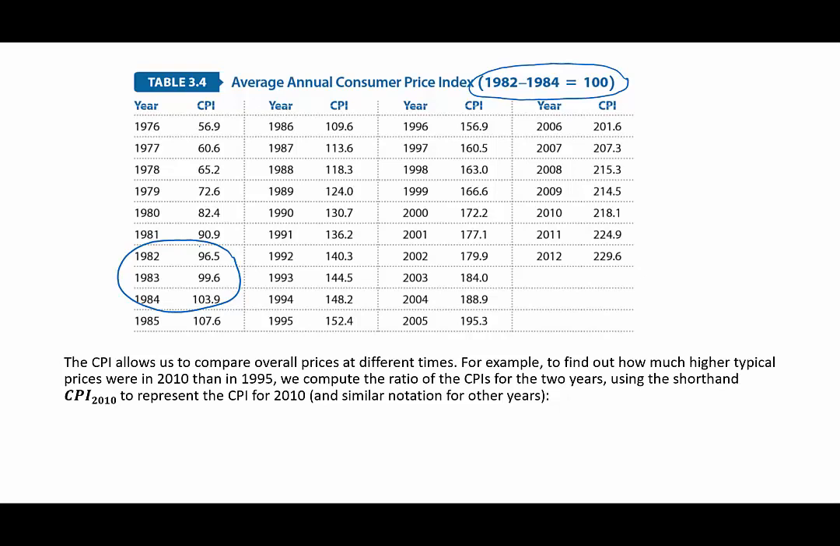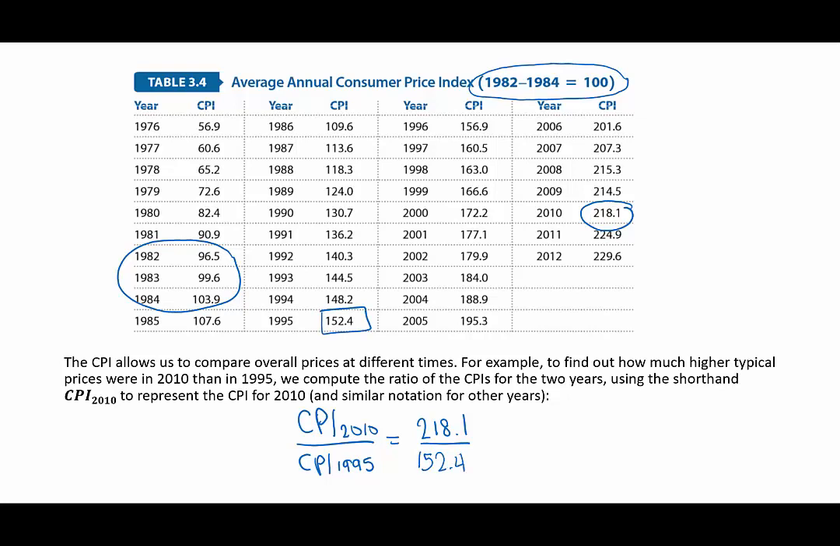The CPI allows us to compare overall prices at different times. For example, to find out how much higher typical prices were in 2010 than in 1995, we compute the ratio of the CPIs for those 2 years. We can use the shorthand CPI with a subscript of the given year. So CPI of 2010 would be the CPI in 2010. So we would say the CPI in 2010 as a ratio over the CPI in 1995. We look to our chart and find the CPI in 2010 is right here, 218.1. So this would be 218.1 divided by the CPI in 1995, which is right here, 152.4.